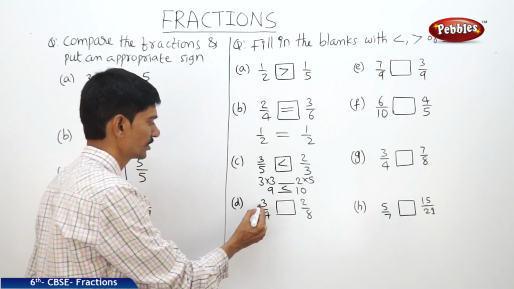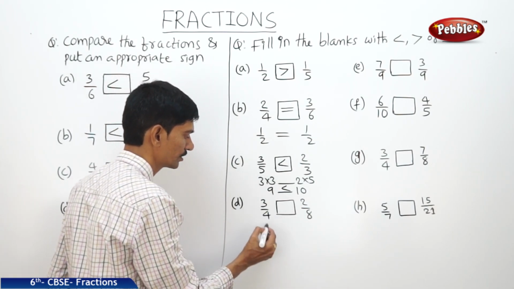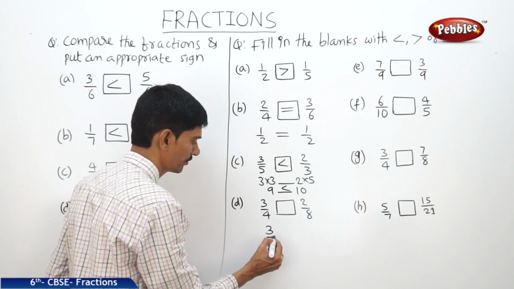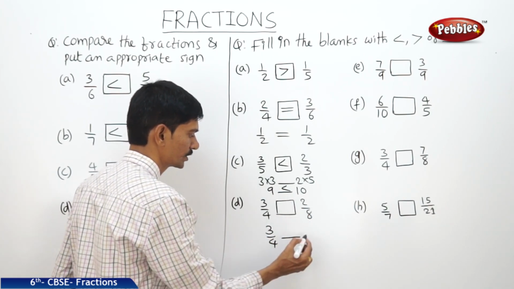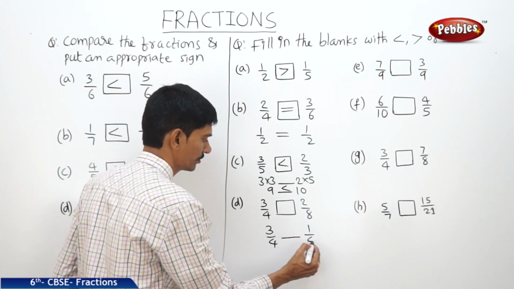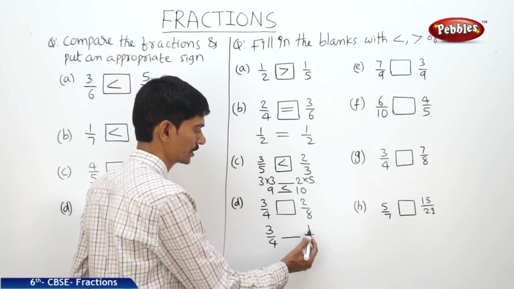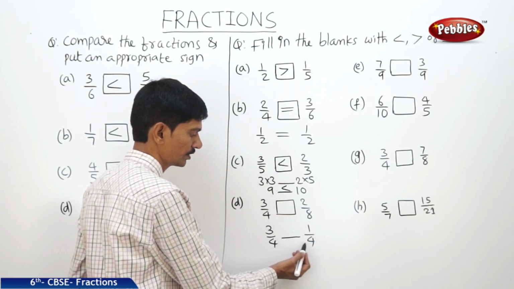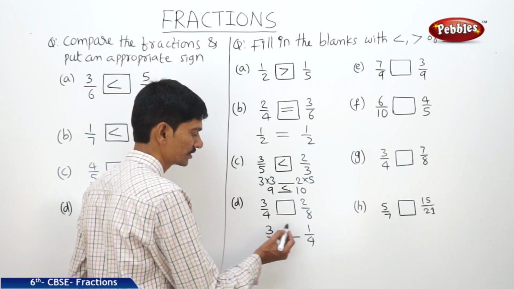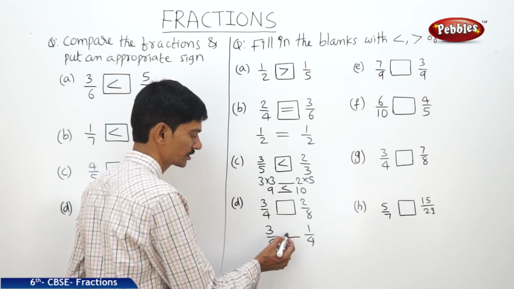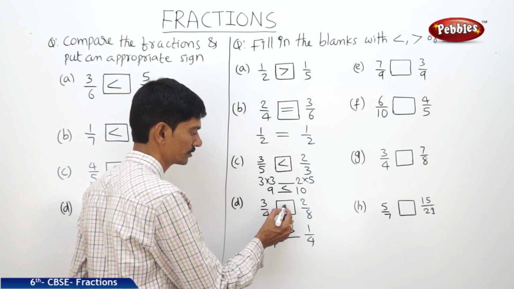Next, 3 by 4 dash 2 by 8. Now 3 by 4 is already written in the simplest form. If you write 2 by 8 in the simplest form, we get 1 by 4. Now when you observe the denominators, they are equal. So 3 is greater than 1, so 3 by 4 is greater than 1 by 4. So 3 by 4 is greater than 2 by 8.